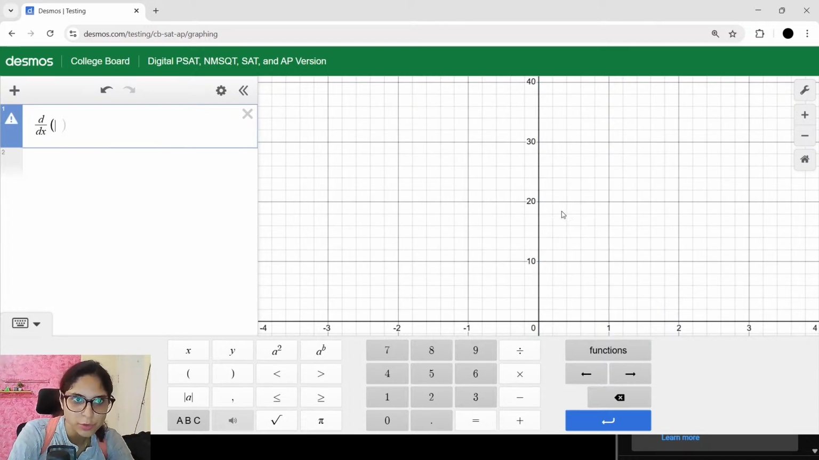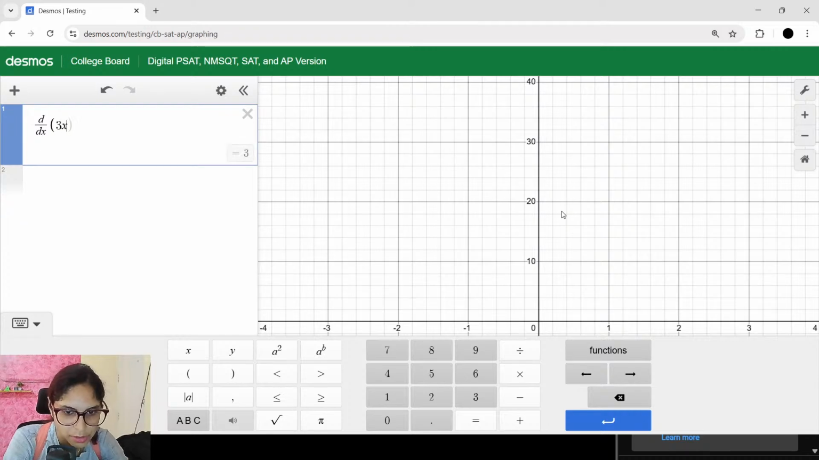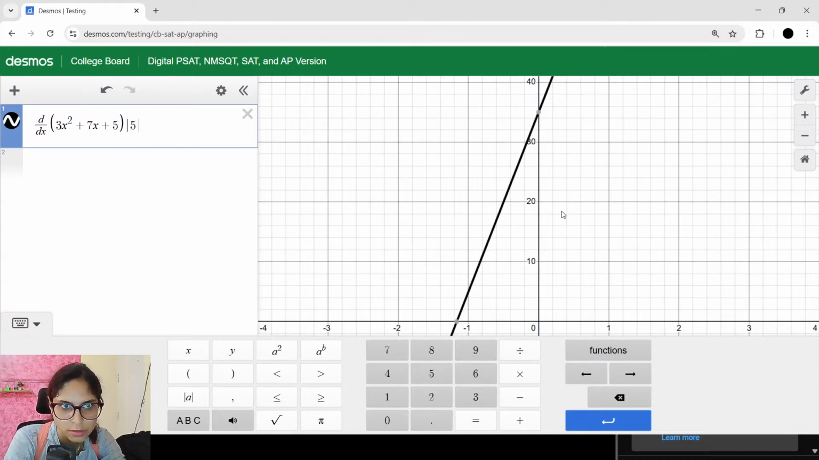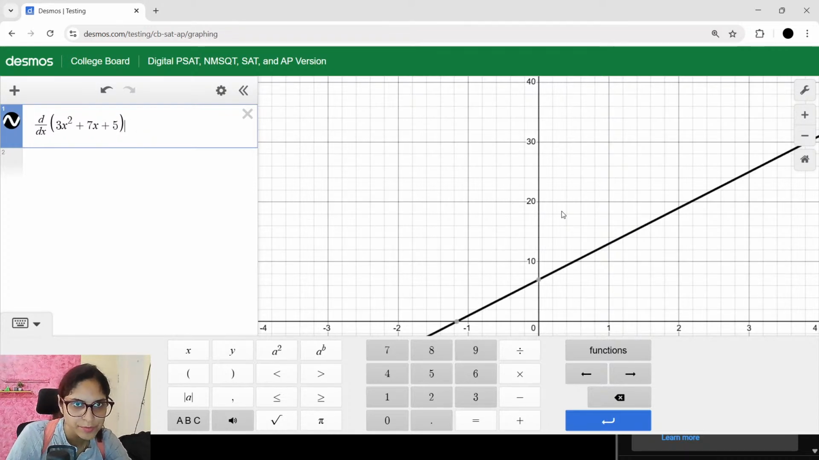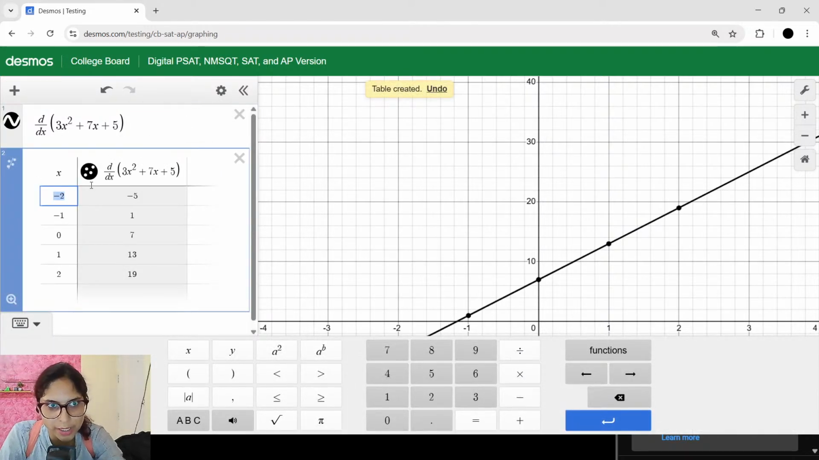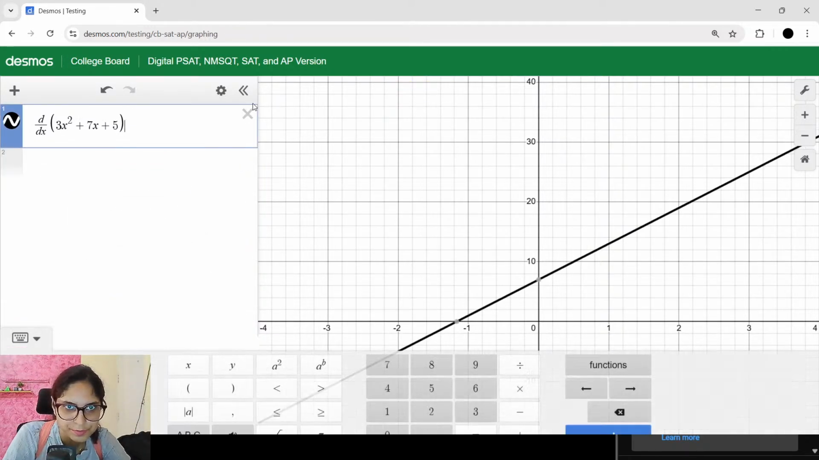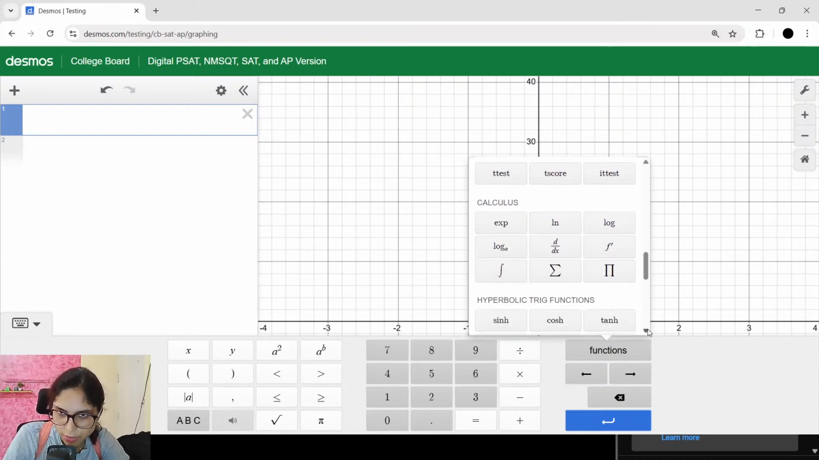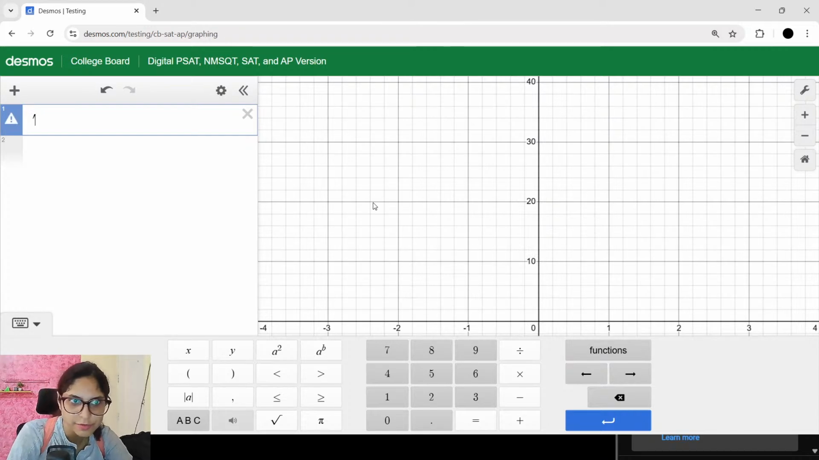For example, if you want to find a particular value, for example, 3x squared plus 7x plus 5, I don't know if this will allow it or not. So you will get the function. And now if you want to find the derivative value at a particular value, just go to the table and let's say you want to find at 7. It's 49. The derivative value is 49. So this is how d over dx works.